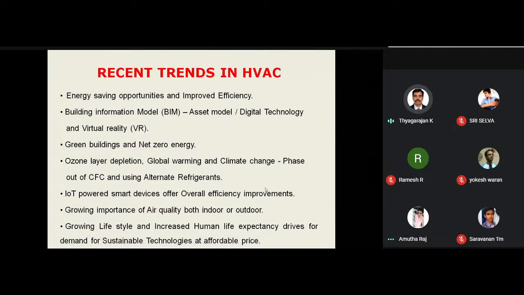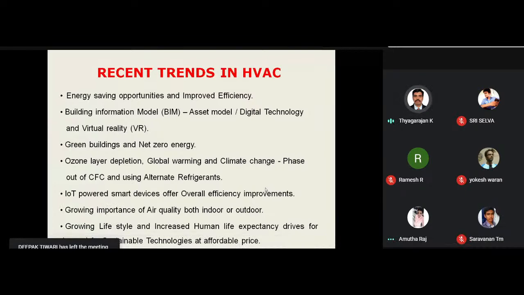If you are somewhere, you can see how your plant is running, whether it is working correctly. All those things you can see with the help of this IoT. So it's a major area with the digital technology and information technology. These devices are making our life better and controlling the HVAC system in a very closed manner.